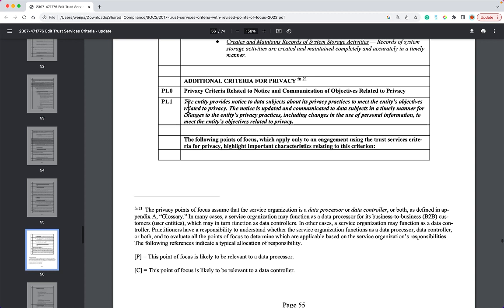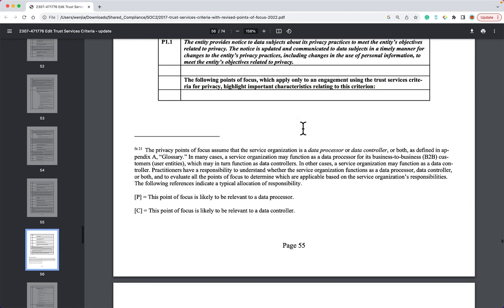P1.1, the entity provides notice to data subjects about its privacy practices to meet the entity's objectives related to privacy. The notice is updated and communicated to data subjects in a timely manner for changes to entity privacy practices, including changes in the use of personal information, to meet the entity's objectives related to privacy.